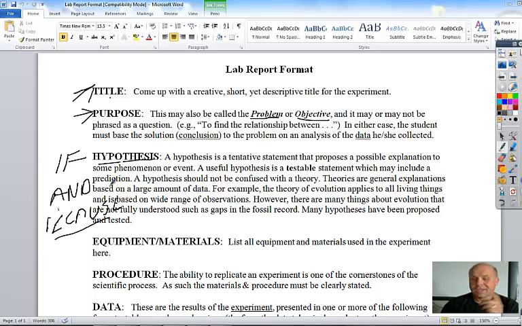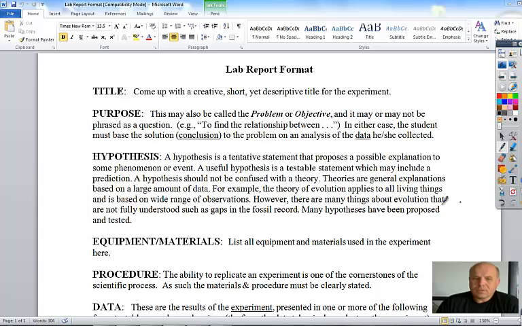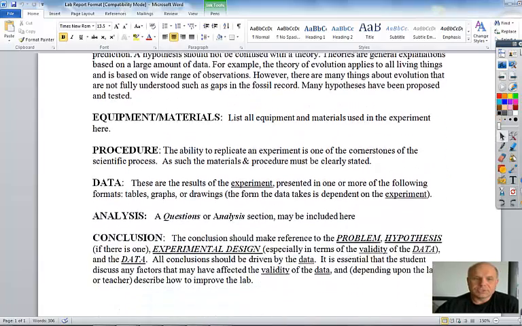It's if and because. And we will go back to that, and we'll be talking about that in more detail. In fact, we'll have a whole lab on that. The other thing we're going to make sure is you're going to include all the equipment and materials. You'll typically find that right there on the lab. It'll tell you what's there. And then if there's a procedure, you're going to put the procedure in.